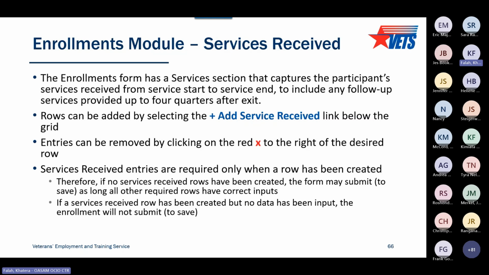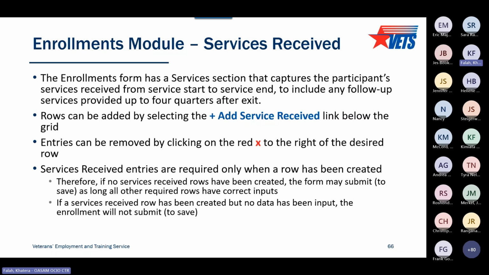So this is the services received. We're going to talk about the services received section of our enrollments module. The enrollments form has a services section that captures the participant services received from service start date to service end, to include any follow-up services provided up to 4 quarters after exit. Rows can be added by selecting the plus add service received link below the grid. Entries can be removed by clicking on the red X to the right of the desired row.